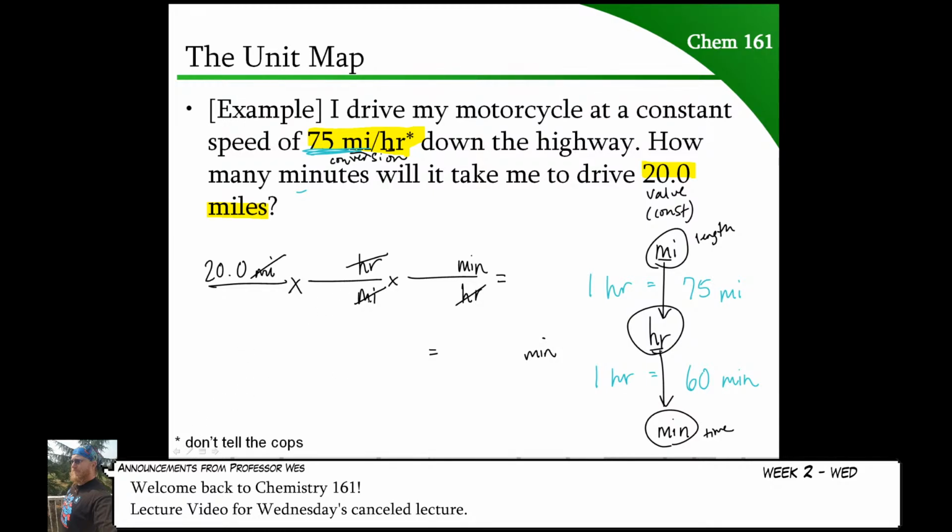So how many hours and how many miles? So 1 hour, 75 miles. We'll just put the numbers in where they belong based on the relationships we wrote. And then finally down here, 1 hour is 60 minutes. So 60 minutes, 1 hour. We are now set to solve the problem. 20 times 60 divided by 75. And I get 16 minutes.